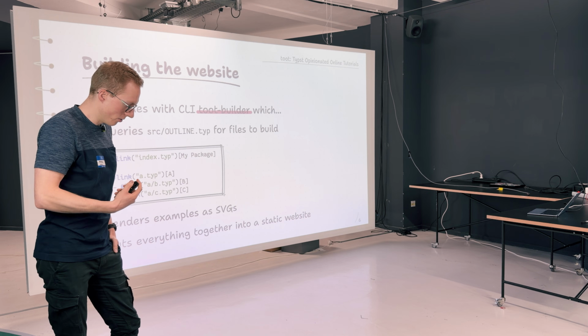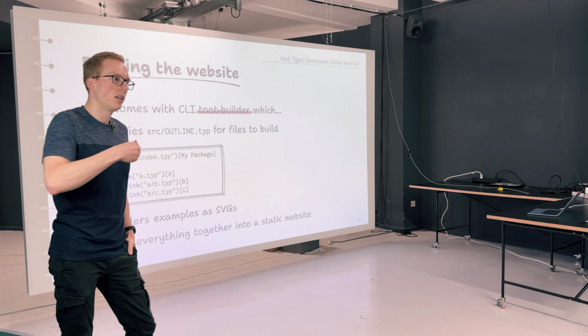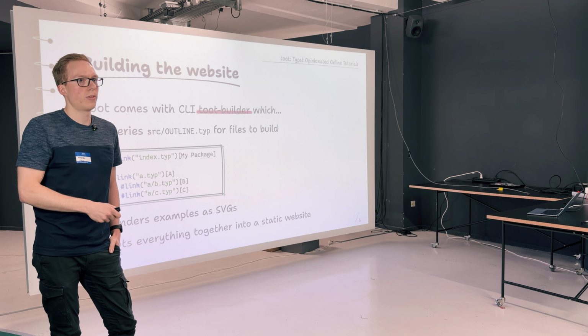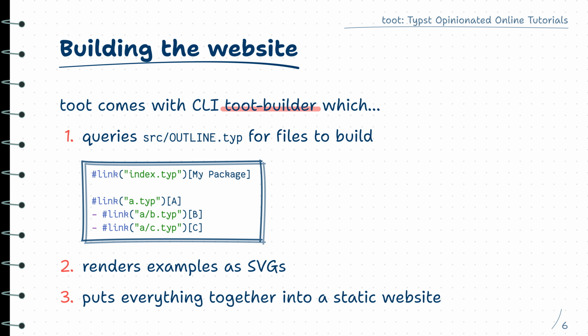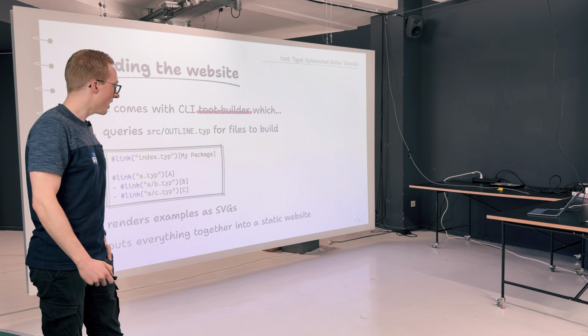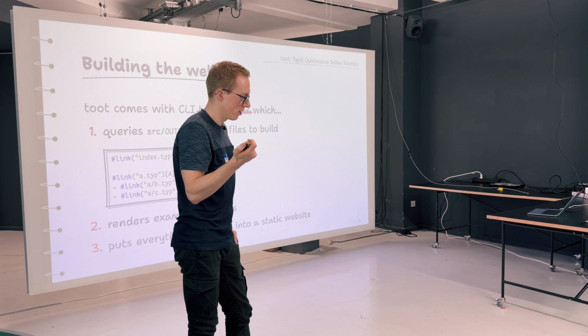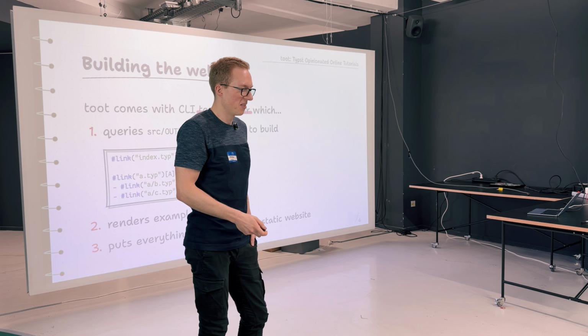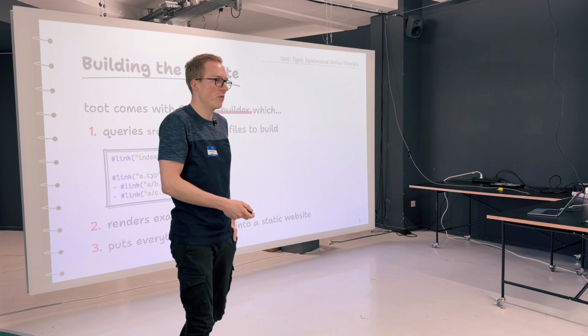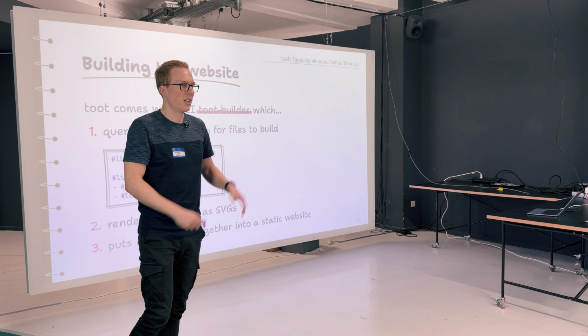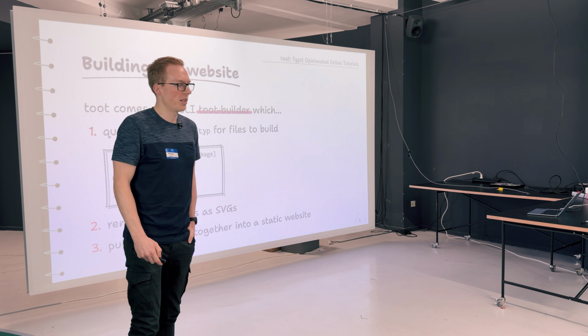So now it has collected all those files, and as a next step, it finds out what the examples were that were defined in those files. It renders them to SVG, and then in the end, puts everything together, creates a static website, and then we're done. And I would say most of this is actually pretty straightforward. So it's just some shell scripting, glorified shell scripting maybe, and shuffling files around. So most of that is really not that complicated.